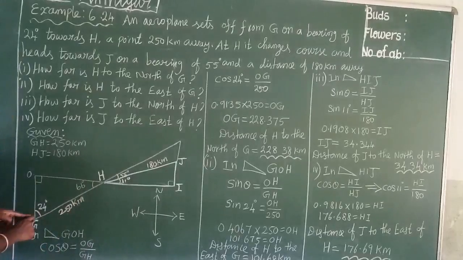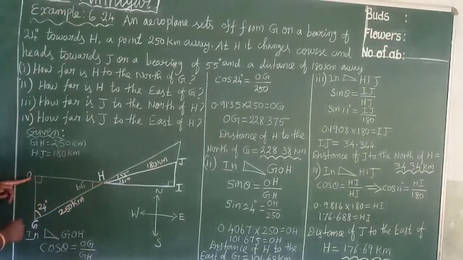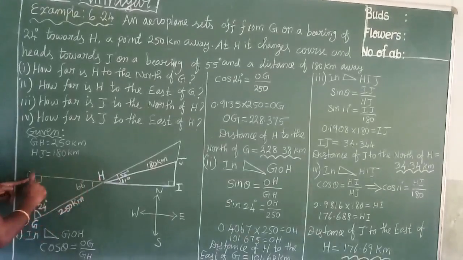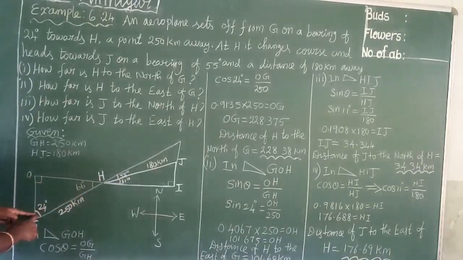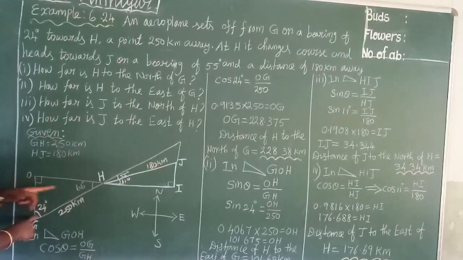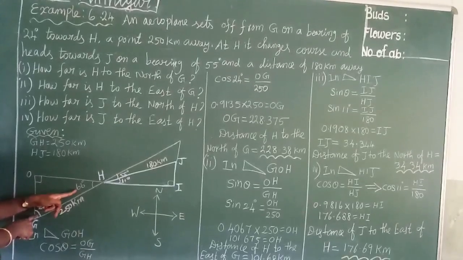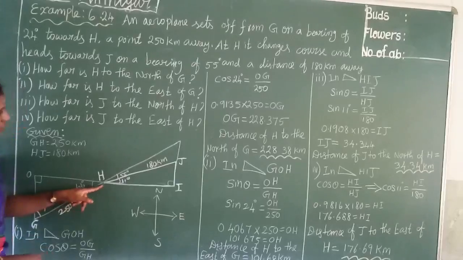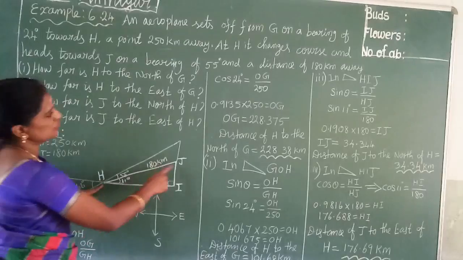And mark here one straight line and here one straight line, which means we get one right angle triangle. So HOG is a right angle triangle. Here 24 degree and here 90 degree. Using the sum of the angles of a triangle, we get this angle is 66 degree. Clear or not? So next, another condition: H to J.